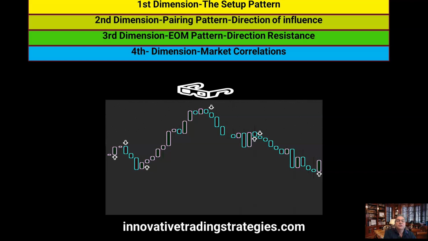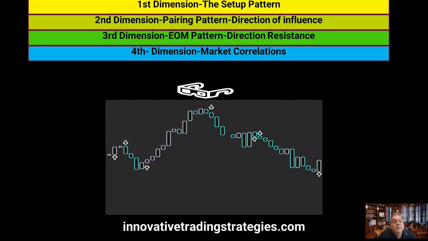Those are first dimensional setups. Okay, those are the first dimensional setup patterns. It doesn't mean that we take every single one of them, but it's beginning to show us that we're starting to get some smoke in the market. And so what we're looking for then is we're going to start looking at other dimensions. So another dimension, which is basically another set of patterns, on top of that.